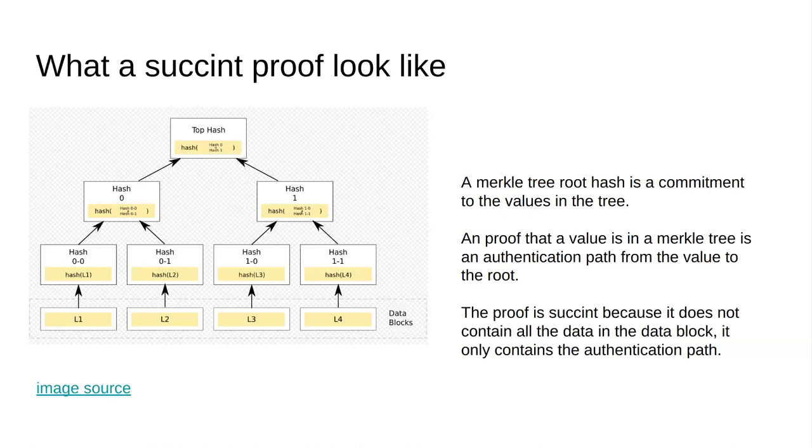Okay, so the proof is succinct because it does not contain all the data in the data block. It only contains the authentication path, which is the part from the leaf we are trying to prove to the root. So for this, we are going to need this, which can be used to generate this, and then we're going to need just this. So we need just two pieces of information, one and two, to be able to prove that L3 is in this Merkle tree, instead of one, two, three, four. So we can see that the proof we are getting is actually shorter than the original data, which means it's succinct.